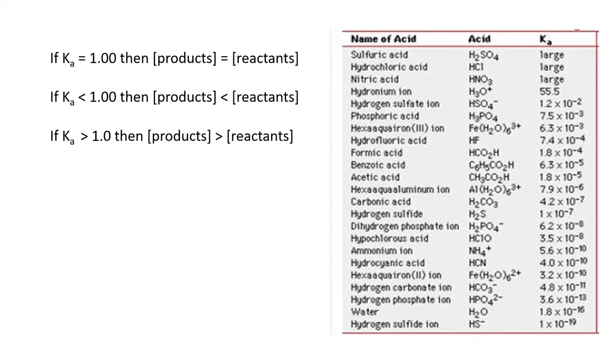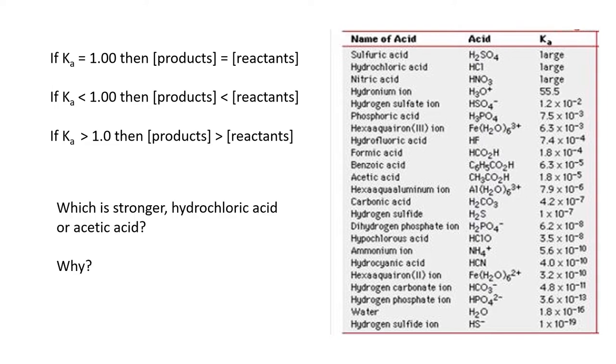For the cases of sulfuric acid, hydrochloric acid, and nitric acid, these strong acids are going to favor the products. They have very large Ka values. In fact, we don't even put a number down. We simply write large for the Ka. If it's less than 1, it means the reactants are favored. And you can see a list there of decreasing Ka values. In other words, as you go down this list of acids, the acids are getting weaker and weaker.